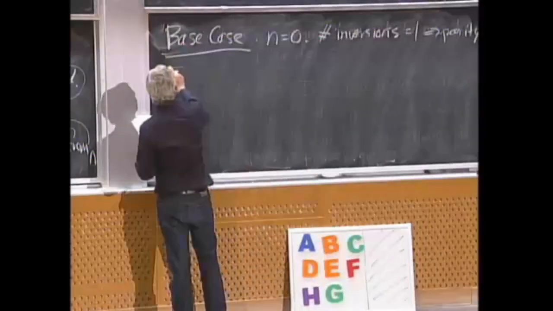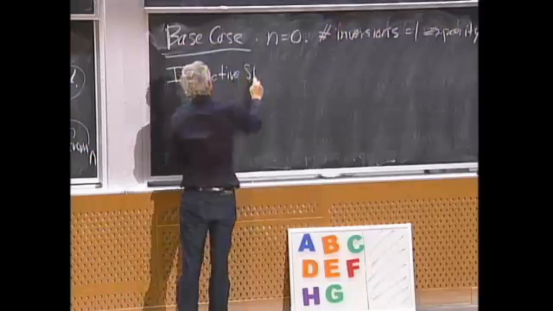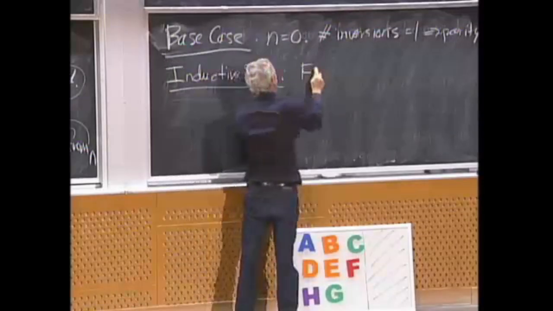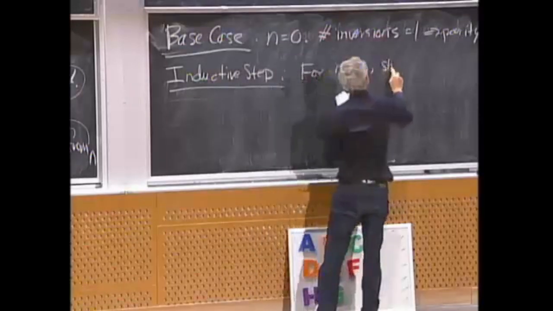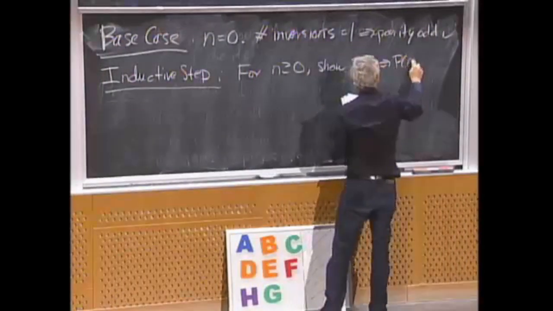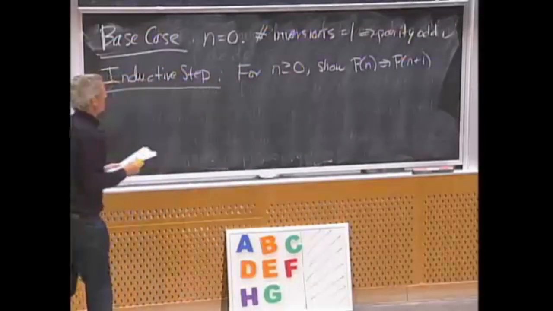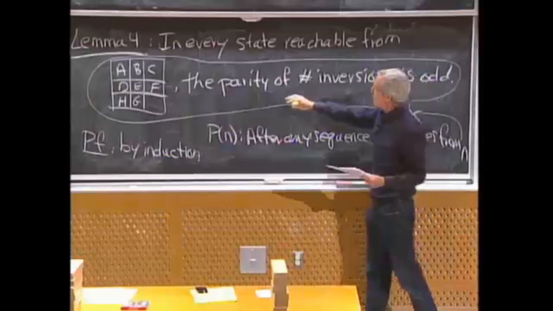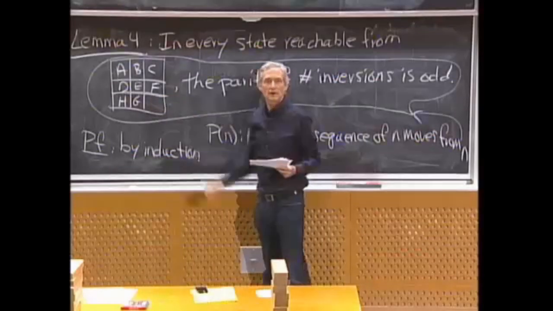Last step is the inductive step. And here we need to show for any n bigger than or equal to 0, we need to show P of n implies P of n plus 1 is true. All right, the standard thing. So let's look at P of n plus 1. That's talking about where we are after a sequence of n plus 1 moves in the puzzle, in the start state.